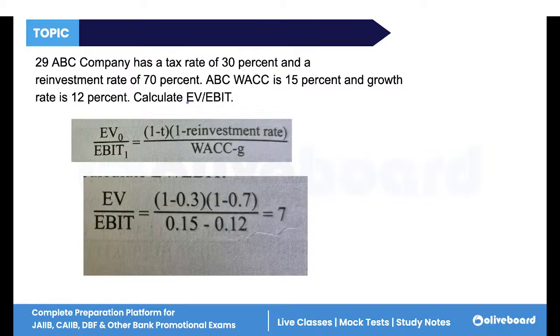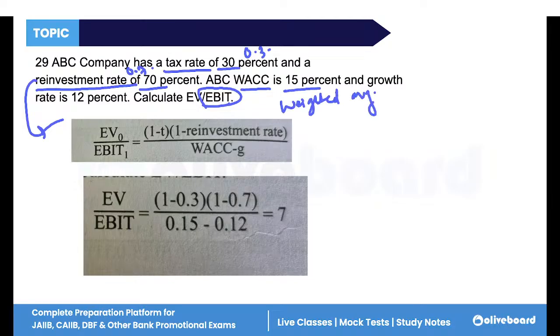Now, similarly, if I want to value your company with the help of EBIT, earnings before interest and tax, what is the formula? 1 minus the tax rate, which is given as 30%, so we can write 0.3 tax rate. Reinvestment rate: what I have earned, I'm reinvesting at the same rate only, that is 0.7. Then WACC is given as 15%, the weighted average cost of capital. In WACC, your cost of equity is there, your cost of debt is there, your overall cost of capital is there. And growth is 12%, so we can write 0.12.